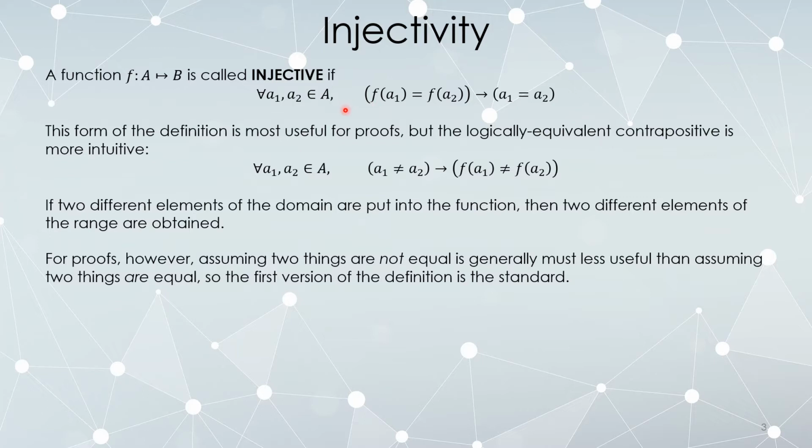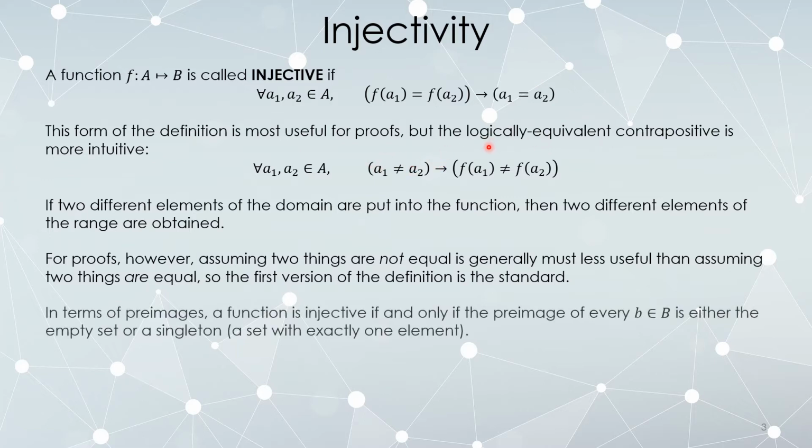And again, the two versions are just: if you got out the same thing, then you started with the same thing, versus if you start with two different things, then you get out two different things. In terms of preimages, a function is injective if and only if the preimage of every element of the codomain is either empty or a singleton, and a singleton is just a term for a set with exactly one element.